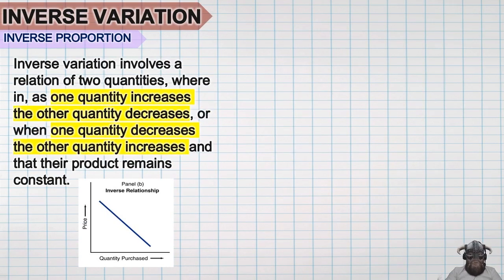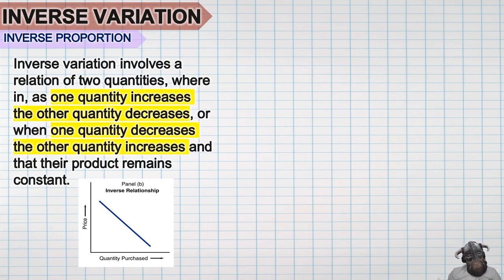Now, another type of variation that we'll be studying for today is the inverse variation. Sometimes it's called inverse proportion as well. Inverse variation involves a relation of two quantities wherein as one quantity increases, the other quantity decreases. Or vice versa, as one quantity decreases naman, the other quantity increases, and their product remains constant. Mamaya na ulit yung product remains constant. Focus ulit tayo dito sa naka-highlight.